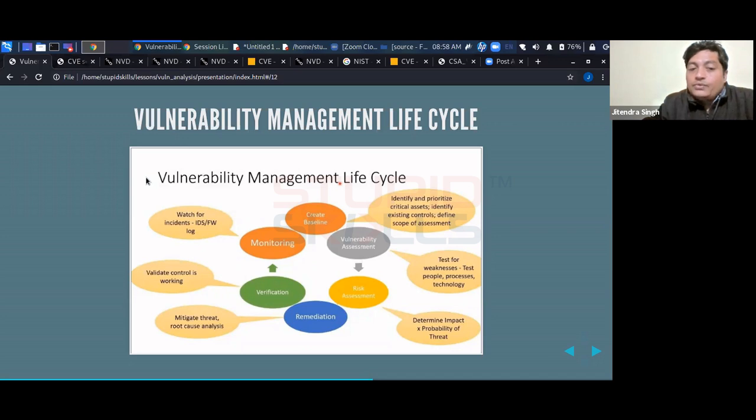Then you do verification, and then you design some kind of rules and feed your intrusion detection systems or firewalls, and apply whatever you learned from this kind of assessment. And this goes on and on with whatever frequency is defined in the company.